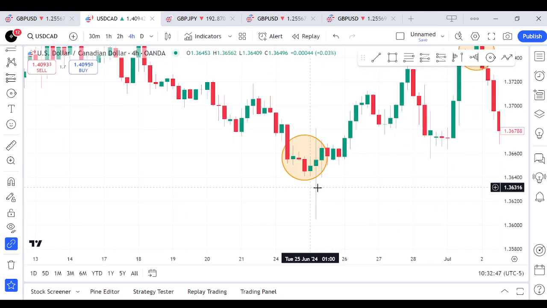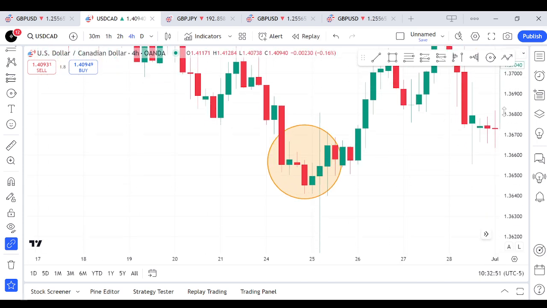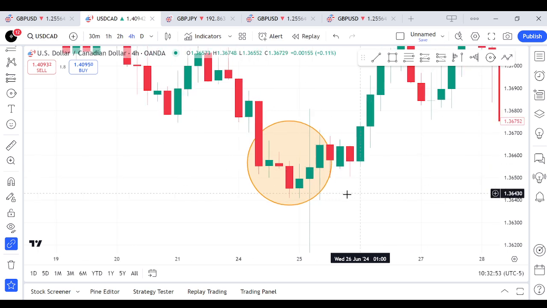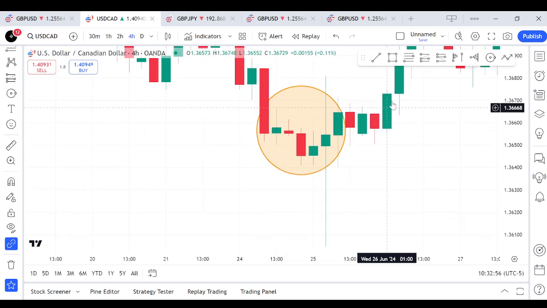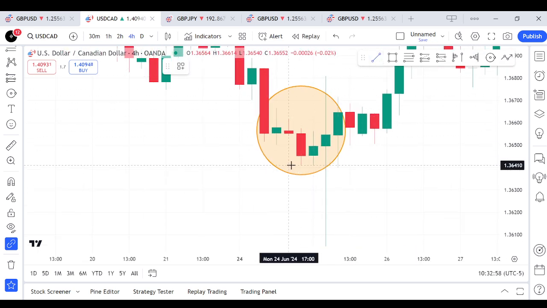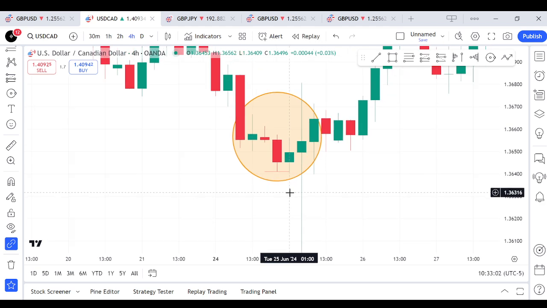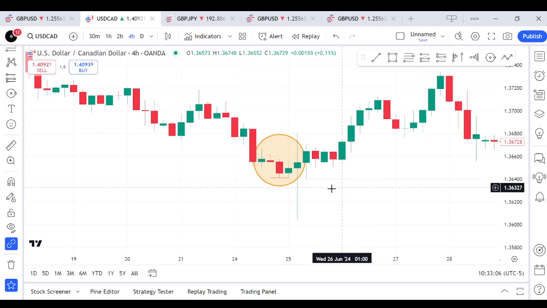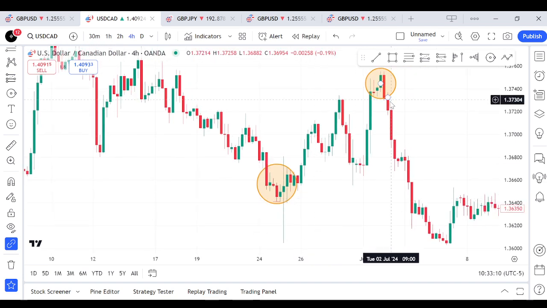This is another tweezer bottom. It just shows that sellers have lost momentum and we may be looking to push price higher. See, these are almost the same lows right there, and we had this fake out though, and you should always watch out for fake outs. But after this fake out, we had the push to the upside right here.